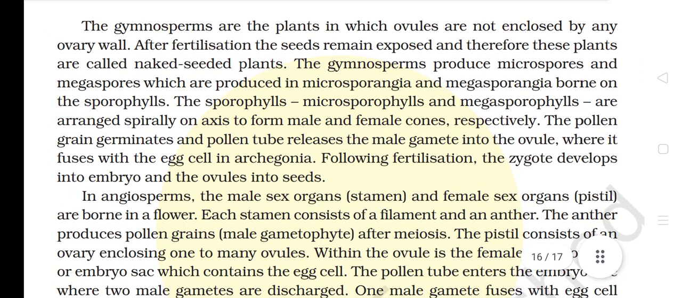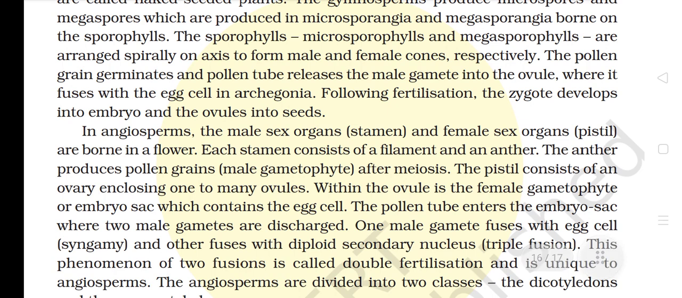The gymnosperms are the plants in which ovules are not enclosed by any ovary wall. After fertilization, the seeds remain exposed, and therefore these plants are called naked-seeded plants. The gymnosperms produce microspores and megaspores, which are produced in microsporangia and megasporangia borne on the sporophylls. The microsporophylls and megasporophylls are arranged spirally on an axis to form male and female cones respectively. The pollen grain germinates and the pollen tube releases the male gamete into the ovule, where it fuses with the egg cell in the archegonia. Following fertilization, the zygote develops into an embryo and the ovules into seeds.